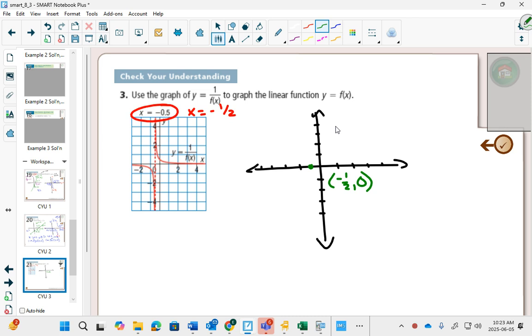Now this could show up in a couple of different ways, right? Maybe our graph is 1 over x plus 1/2. Or maybe our graph is 1 over 2x plus 1. So we've got some ideas coming from that.